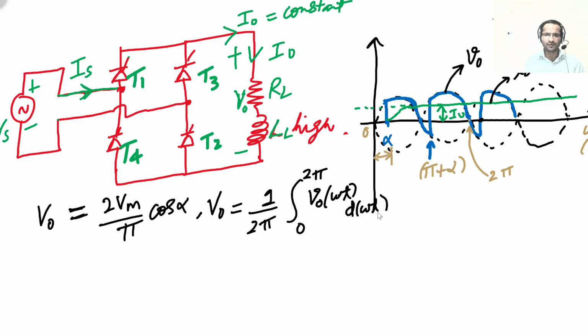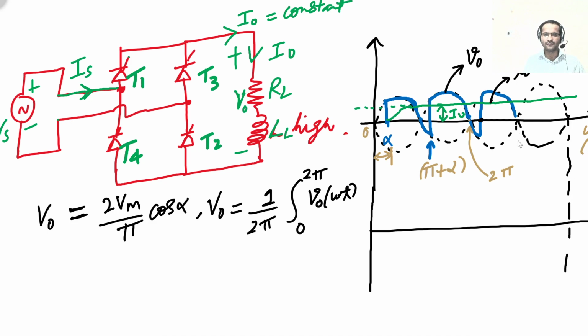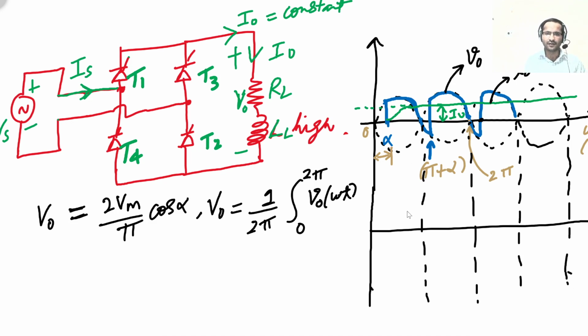Now, if you draw the source current waveform here by extending this axis, these are all the points we have. This is alpha, this is pi plus alpha, this is again 2 pi plus alpha, and so on, 3 pi plus alpha. All these we have.